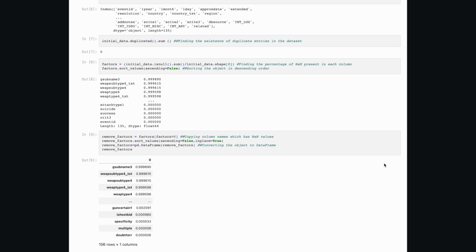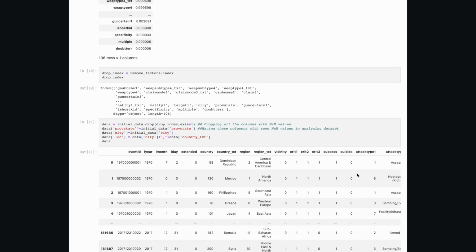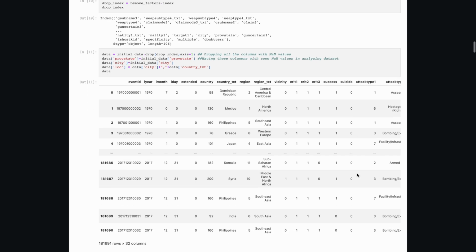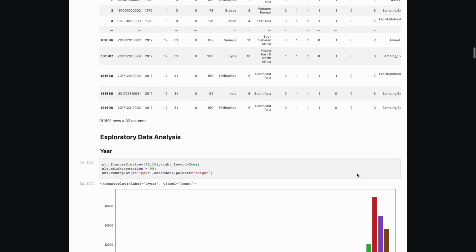And then we will be trying to remove all those null entries, because we can't analyze based on null entries. After removing all the null entries, we will have a concise dataset where every entry is filled, and based on the columns that are present in this data, we'll be working on the exploratory data analysis.